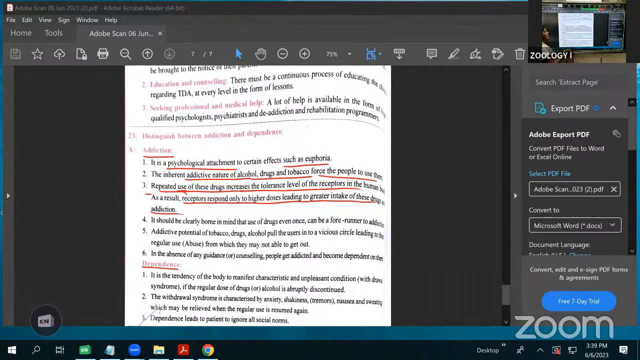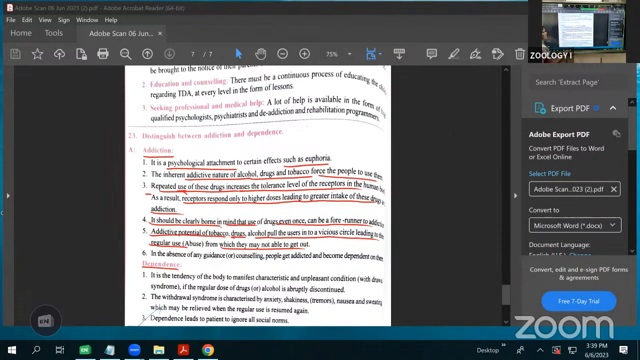Clear? Next, using the drugs even once can be the forerunner of addiction. Sometimes we take it only once, and that leads to addiction. Next, the addictive potential of tobacco, drugs, and alcohol pulls the users into a vicious circle. Clear? Next, the regular use. Abuse means regular use, and they are not able to get out. They do not come out from that addiction.